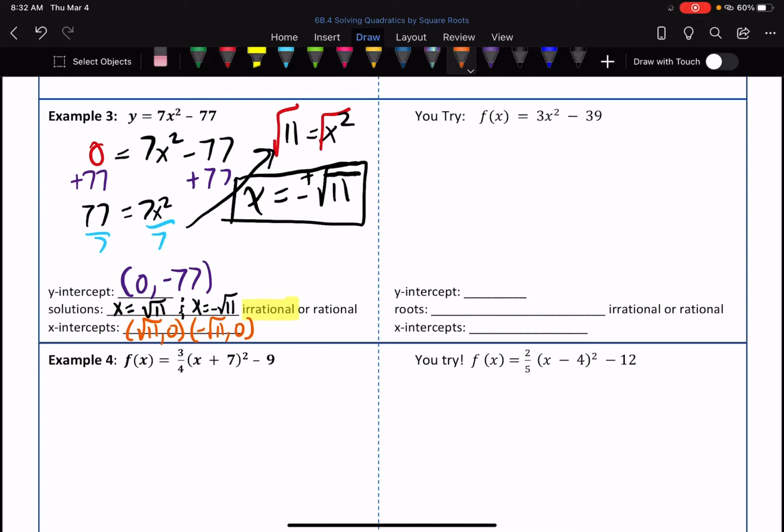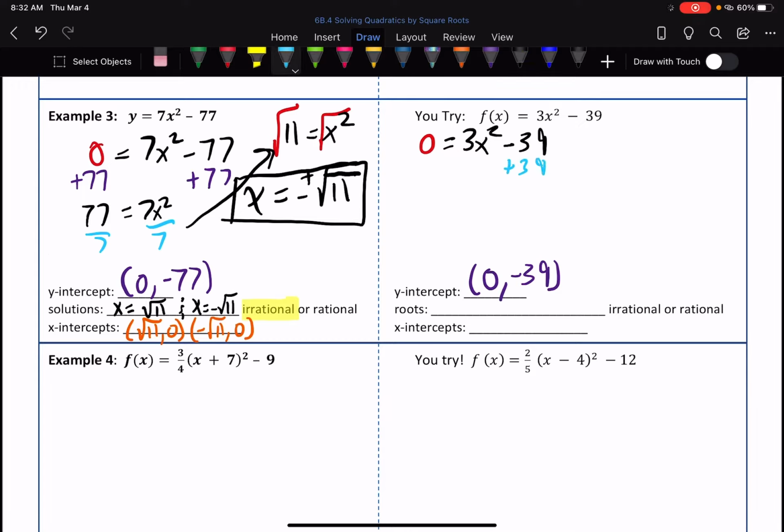It says f of x equals 3x squared minus 39. This is also in standard form. So our y-intercept is our key characteristic here. And we look at our c value, which is just negative 39. So our y-intercept is (0, negative 39). We're going to set f of x equal to 0. We're going to have 0 equals 3x squared minus 39.